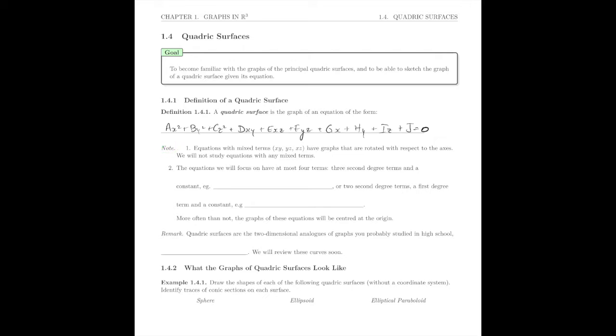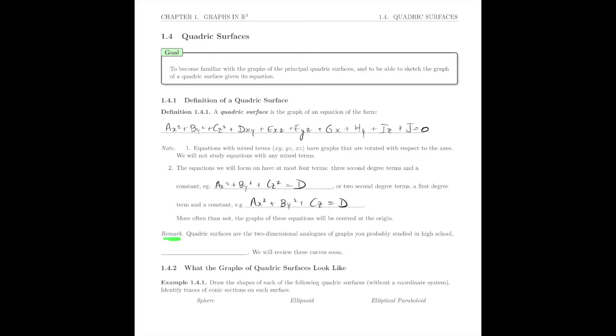A little note though: we're not actually going to study equations quite so complicated. Equations with mixed terms xy, yz, and xz are graphs that are rotated with respect to the coordinate axes. We're not going to study equations of these, so we can get rid of mixed terms like that. In general, we are going to focus on equations with at most 4 terms, either 3 second degree terms and a constant, something like ax squared plus by squared plus cz squared equals d, or even 2 second degree terms, 1 first degree term, and a constant, something like ax squared plus by squared plus cz to the first power equals d. Equations of these forms are more often than not going to be centered at the origin.